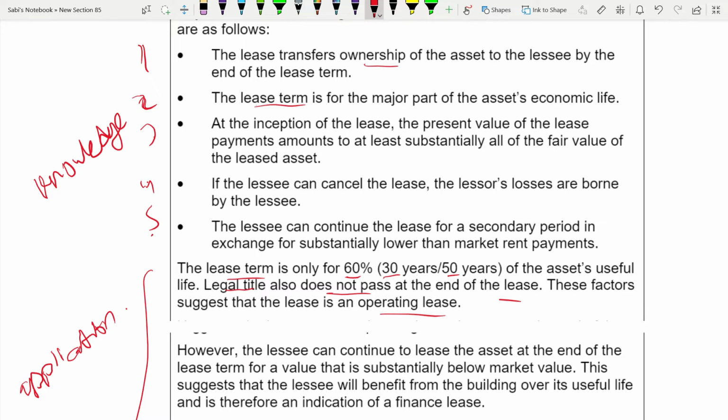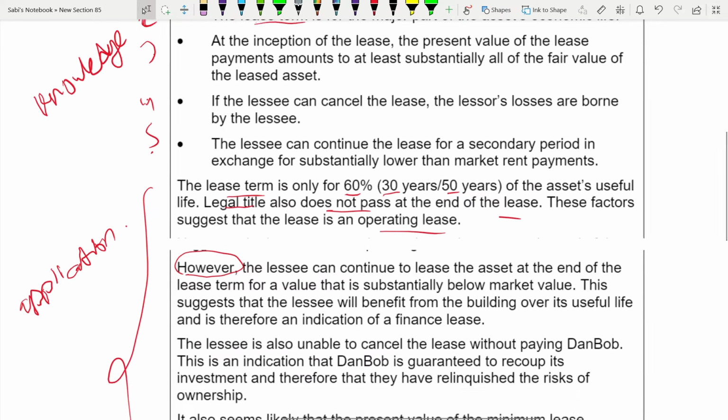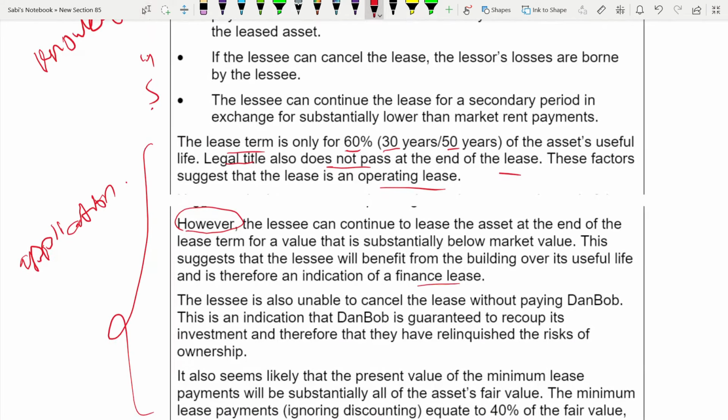Now we are moving on. However, this is a connecting word. Even though it says it's an operating lease, it's not a conclusion. We still have some more points, the other 3 points. Based on the other 3 points, it's a finance lease. We'll see how. What about the secondary period? That is the 5th point, right? It says the lessee can continue to lease the asset at below the market value. So this says it's a finance lease. According to point number 5, it's a finance lease. That's why I just put a circle for you to understand.